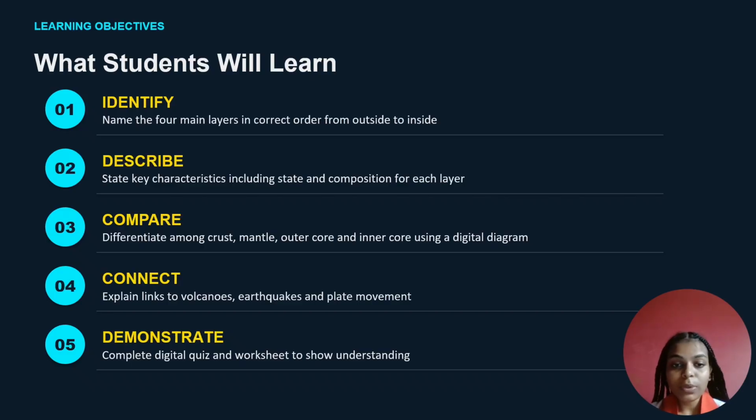After knowing each of these characteristics, we want them to compare the crust, the mantle, the outer core, and the inner core. We will use a diagram to give them a little more visual understanding of where each one is placed, and why it has a specific description or makeup.